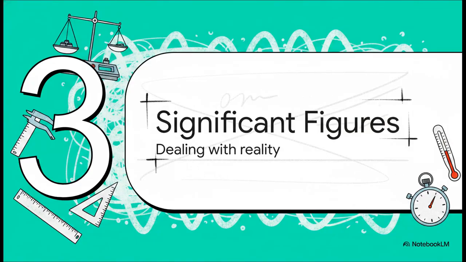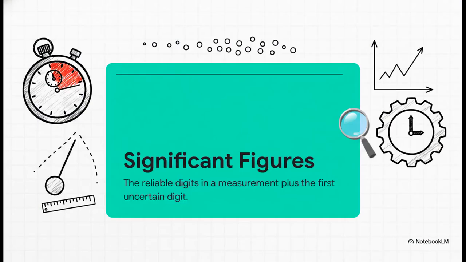All right, Section 3, mastering significant figures. It is time to start dealing with actual reality. Let's be real for a second. Pure math is absolutely perfect, but real-world measuring instruments, they definitely have limits. Every measurement you take involves some tiny bit of error, and we need a way to honestly report our data without bragging about precision we don't actually have.